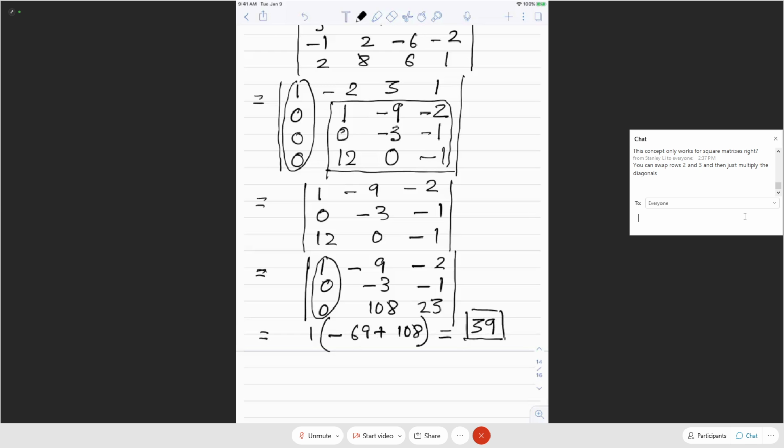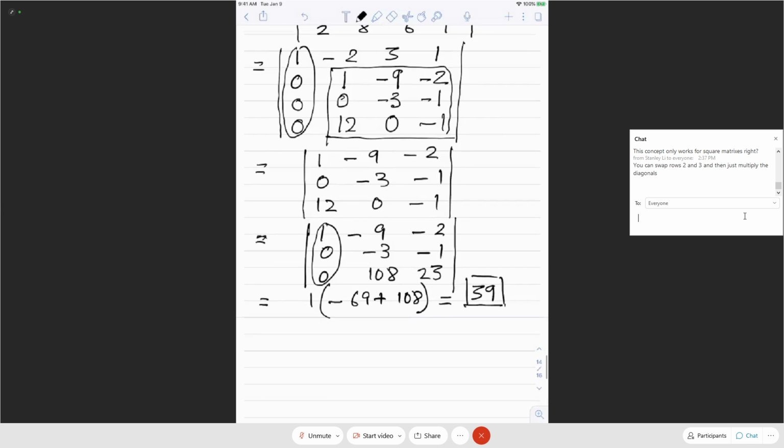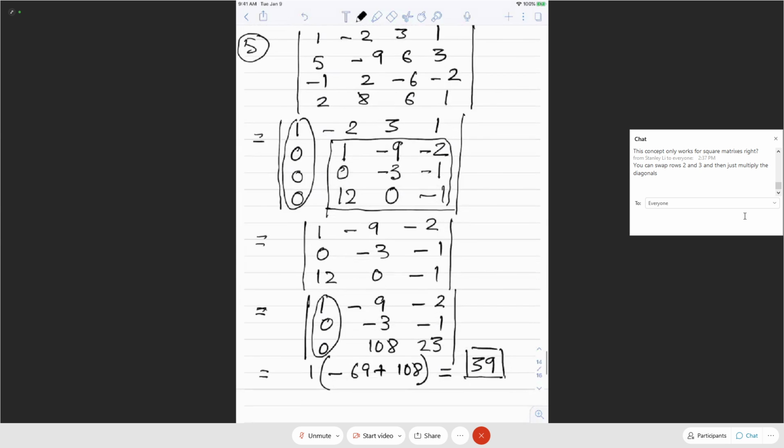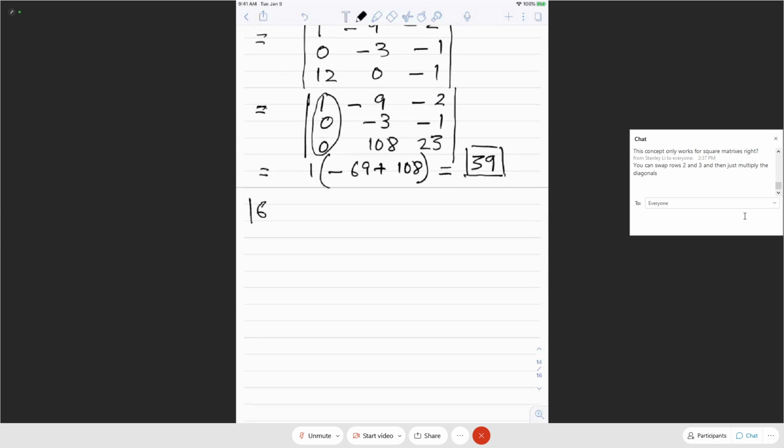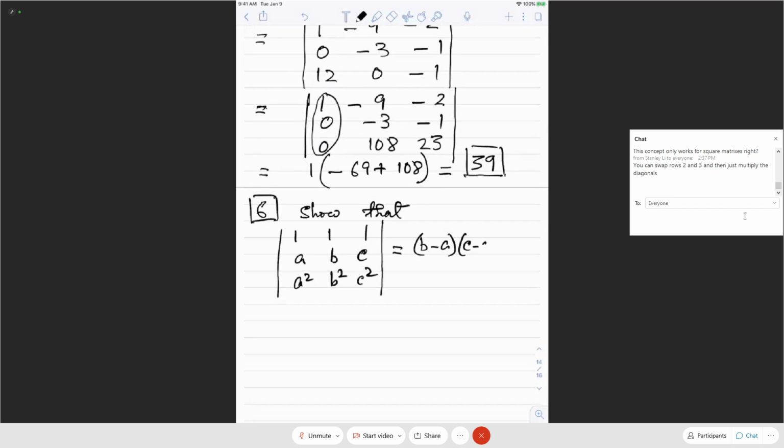Can you do this problem? Number 5. Number 6, show that this determinant 1, 1, 1, A, B, C, A squared, B squared, C squared is B minus A, C minus A, C minus B. Do it. Let's see.